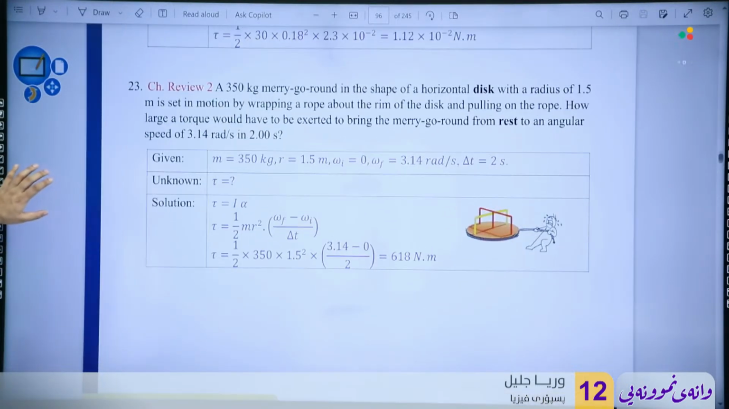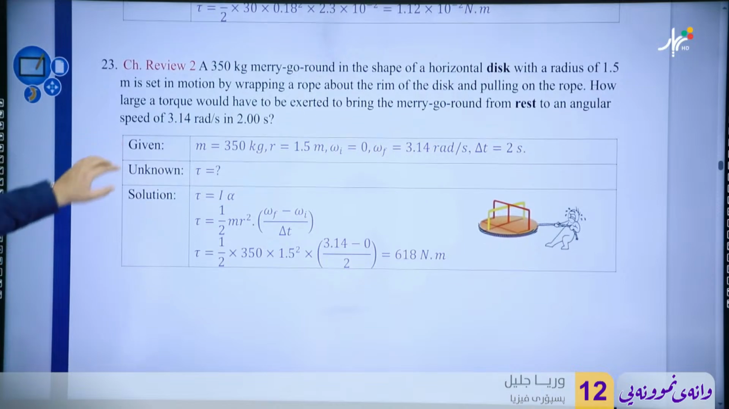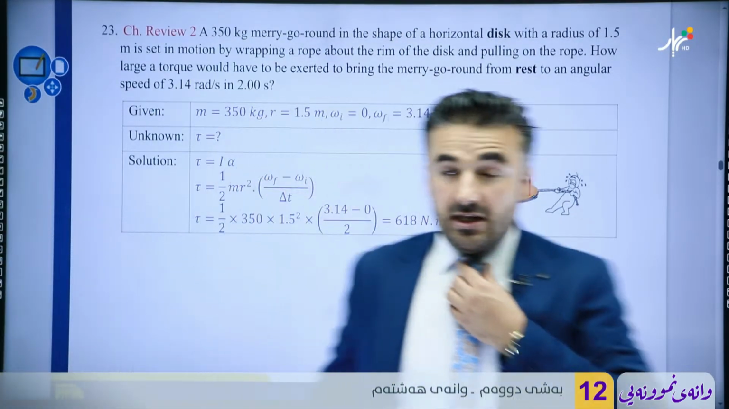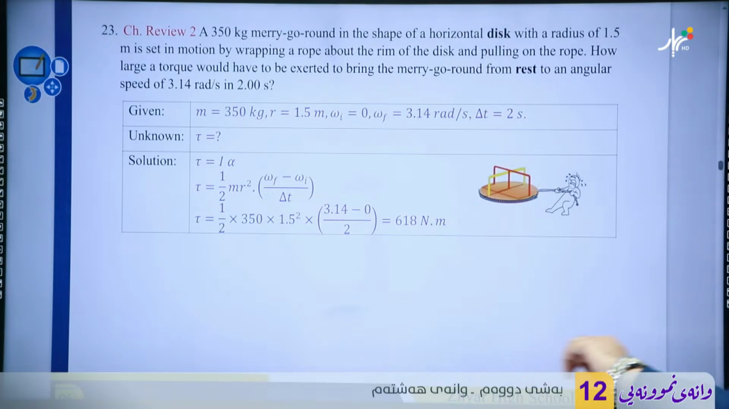We have another question, that is question 23. Take a look. It's also interesting, but you need to know these very well.